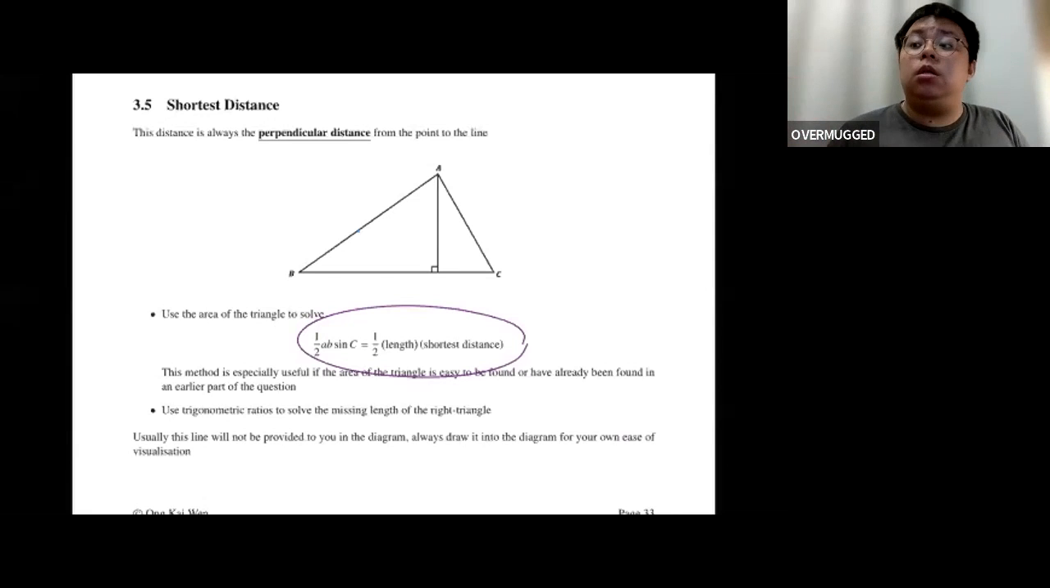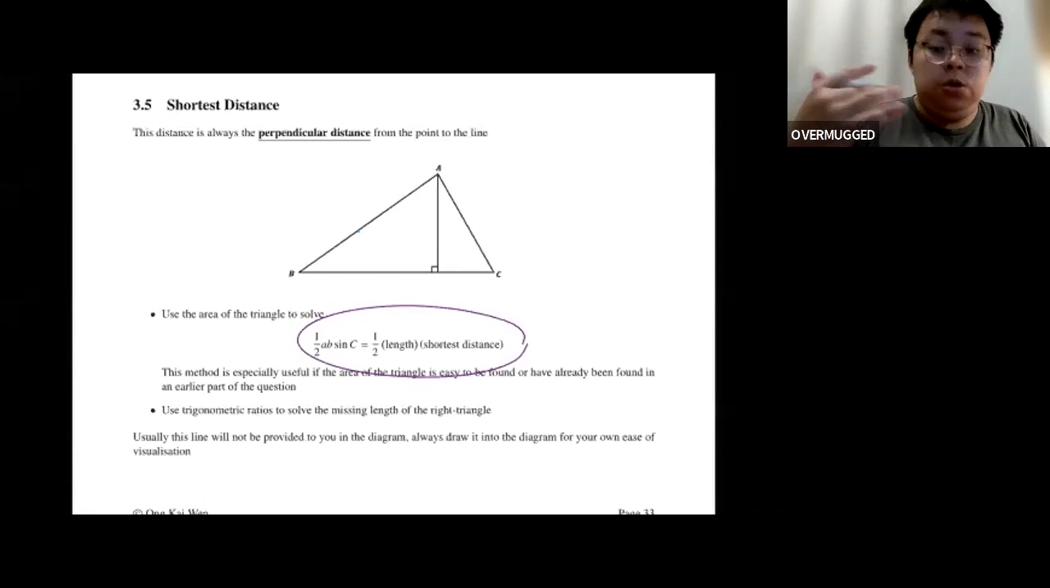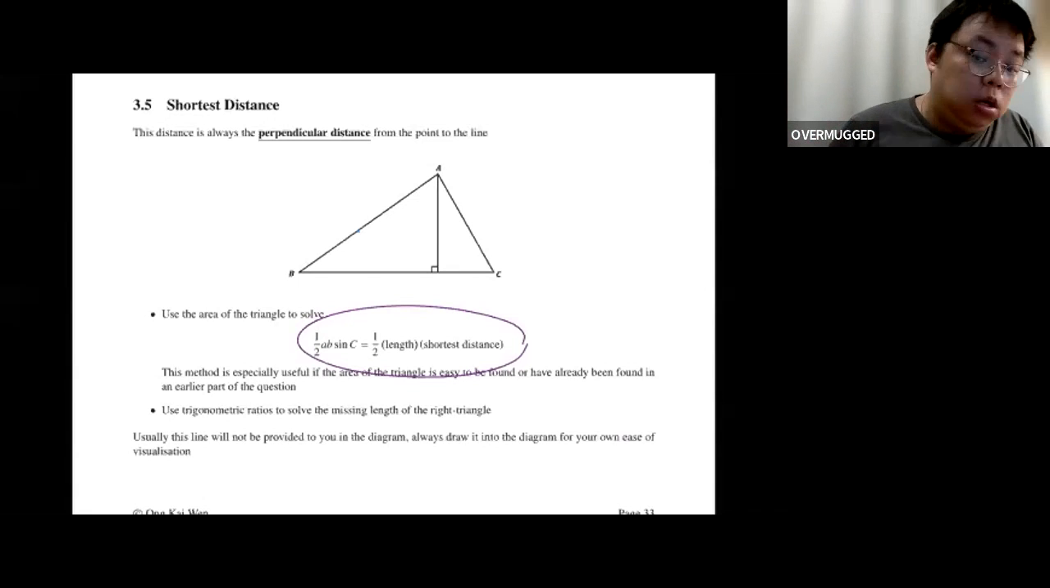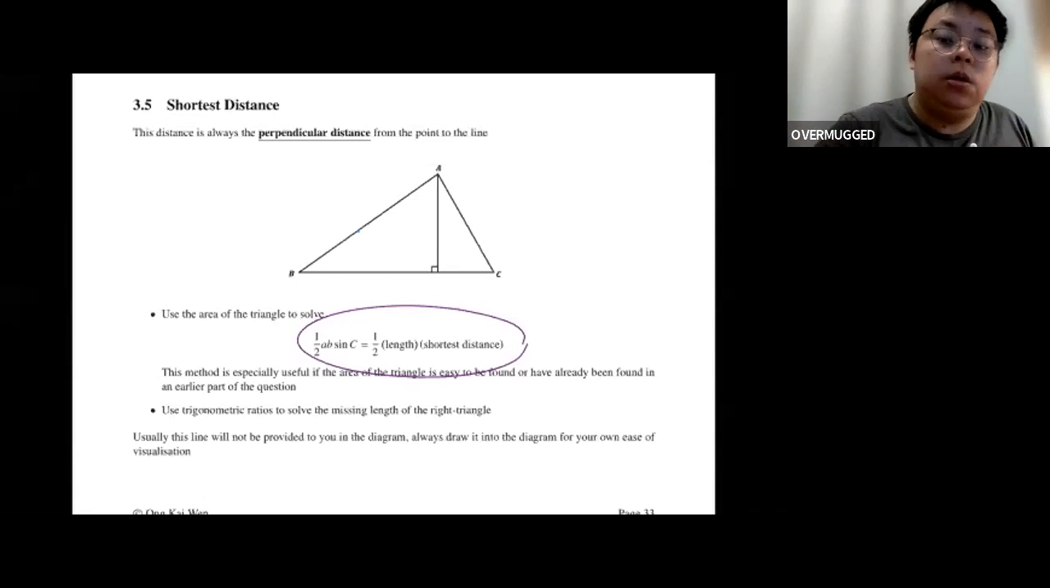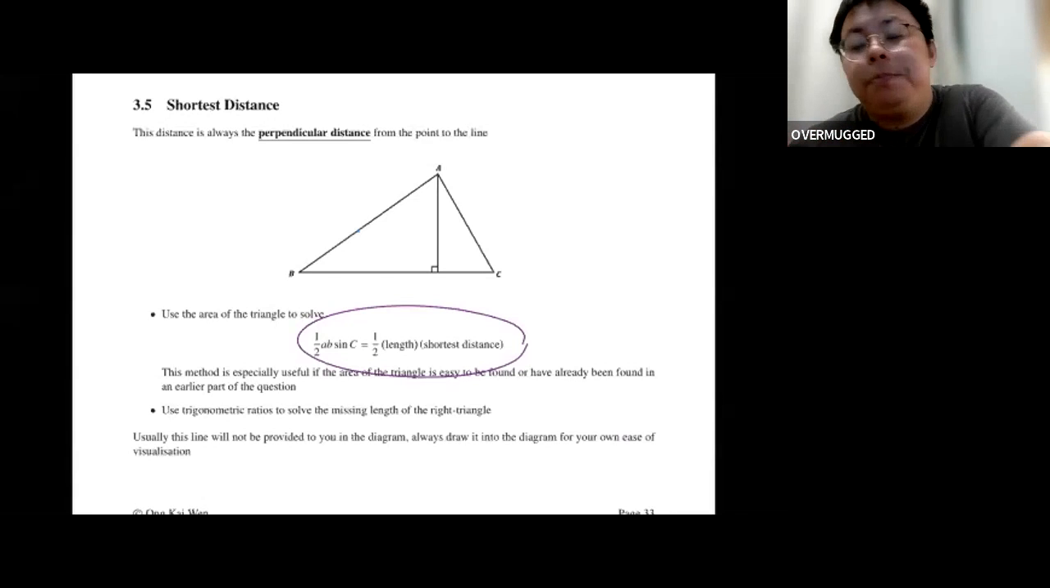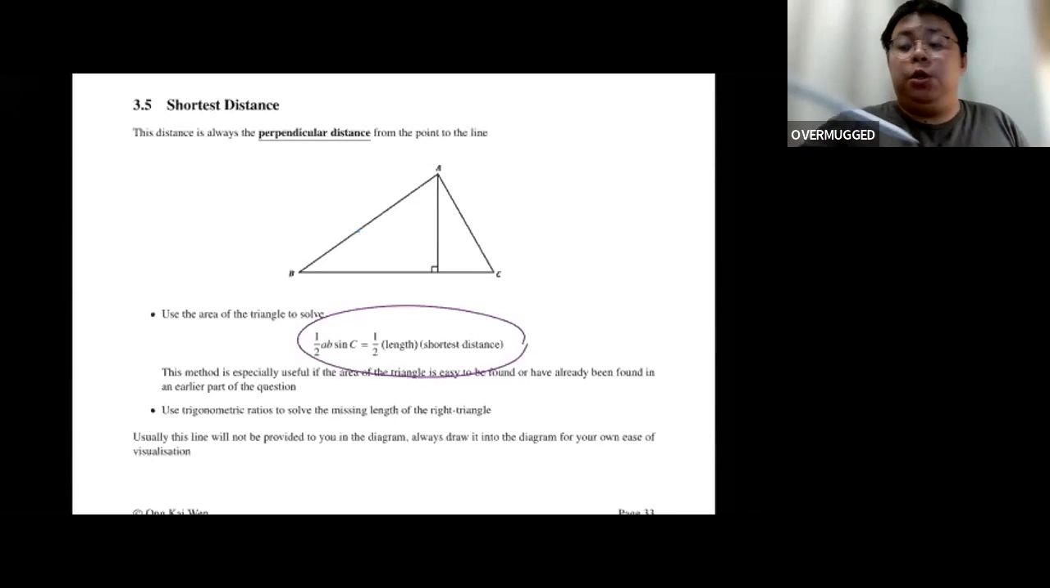The shortest distance between a point and a line is always the perpendicular distance between the point and the line. What's the reason why? The full explanation is a little bit complicated. But if you are not convinced about it, you can just take 3 pencils. I'm just going to demo something. This is something that I used to explain to people.